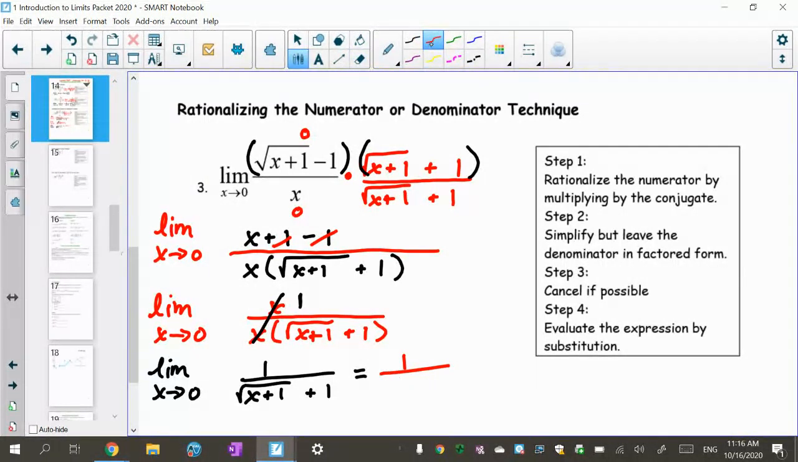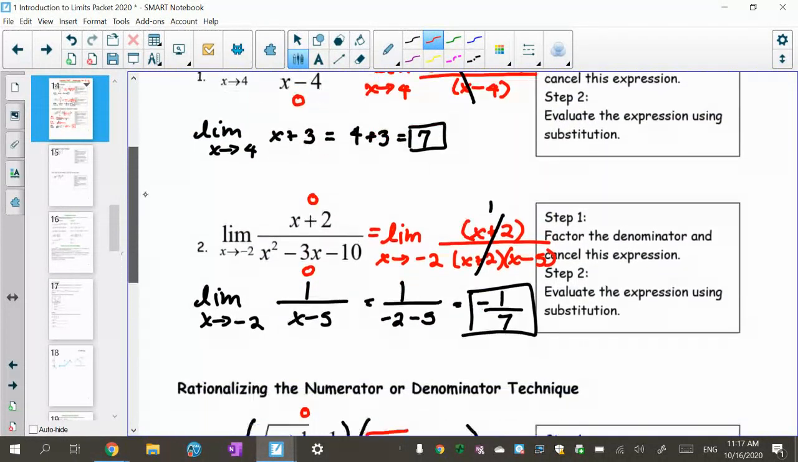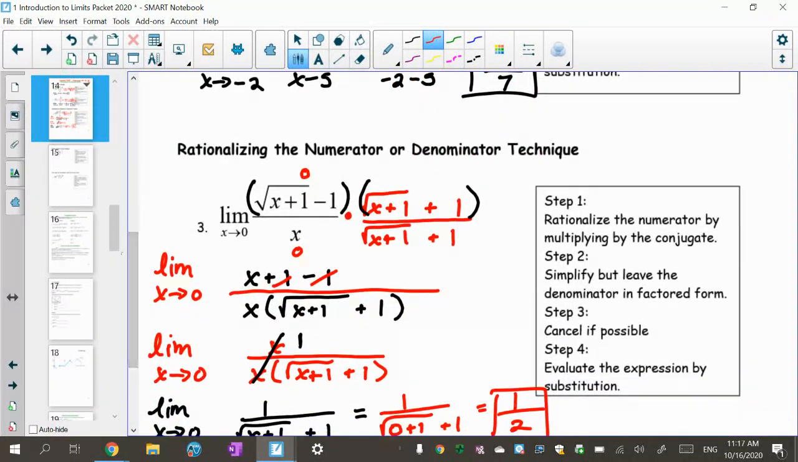So I've got radical 0 plus 1 plus 1. So that's 1 over 2, and that is my limit. So far we've done some factoring when we have indeterminate forms to find the limit. This last one was we rationalize the numerator.